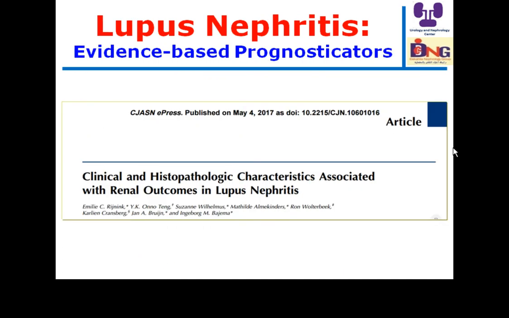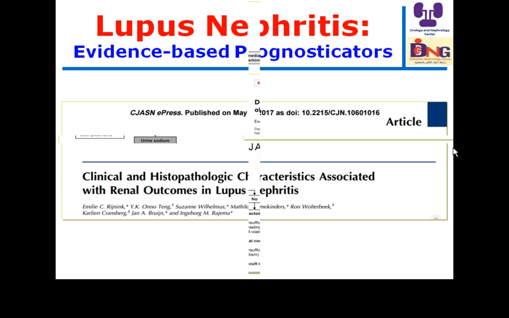So regarding lupus nephritis, there's another interesting article. We should respect pathological findings like crescents, fibrinoid necrosis, etc. But this article calls for respecting as well the clinical parameters, like progression of kidney function in a patient with lupus nephritis, and we are waiting for the validity of clinical and histopathological parameters that predict the outcome.